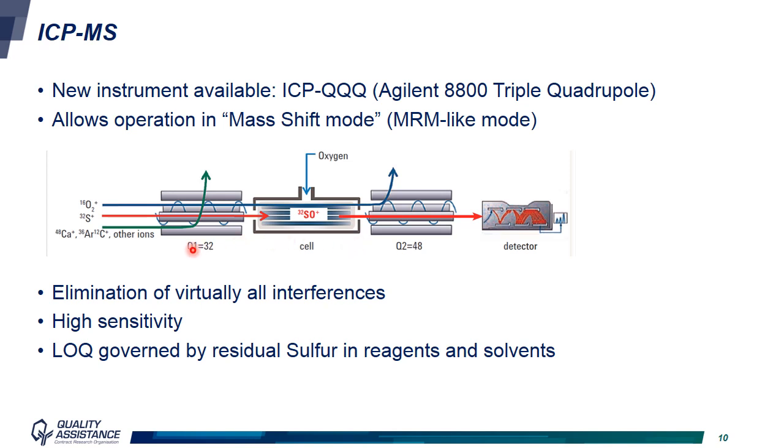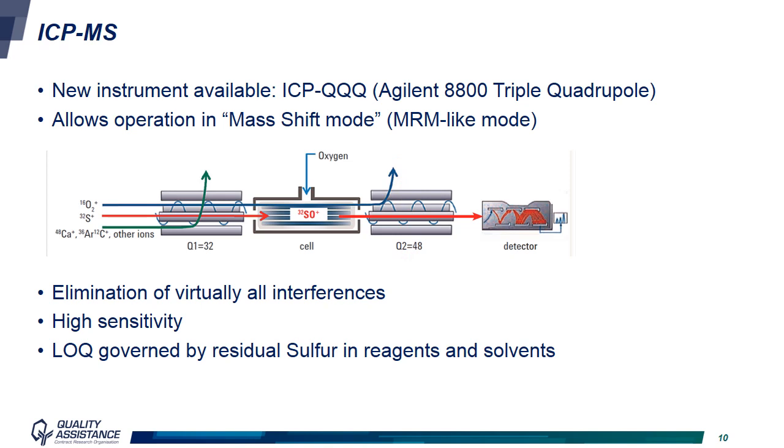The first quadrupole is set at mass 32, allowing only ions with mass 32 and a single charge to go through it, like sulfur or the oxygen molecule. These ions enter into the collision cell where we introduce some additional oxygen to react with the sulfur to produce sulfur oxide with mass 48. The third quadrupole is set at mass 48 to allow only sulfur oxide to go through to the detector. Oxygen itself does not react with the added oxygen and is rejected by the last quadrupole.